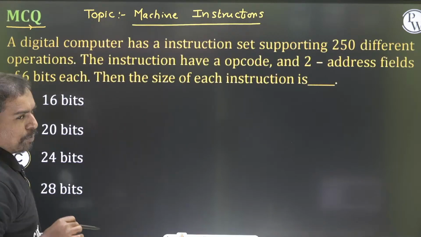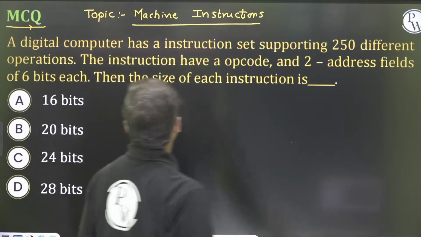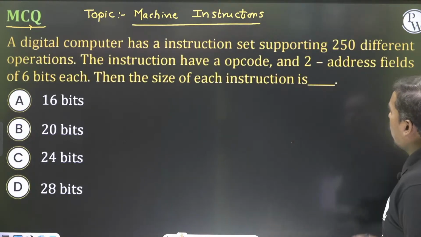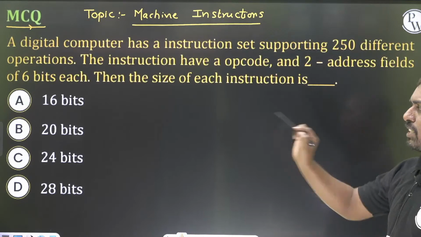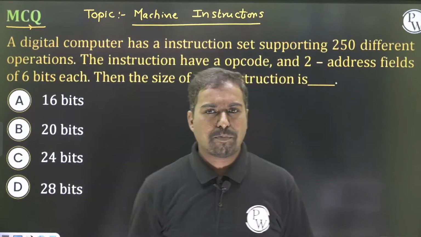A digital computer has an instruction set supporting 250 different operations. The instruction has an opcode and 2 address fields of 6 bits each. Then what is the size of each instruction? How to solve this type of problem?